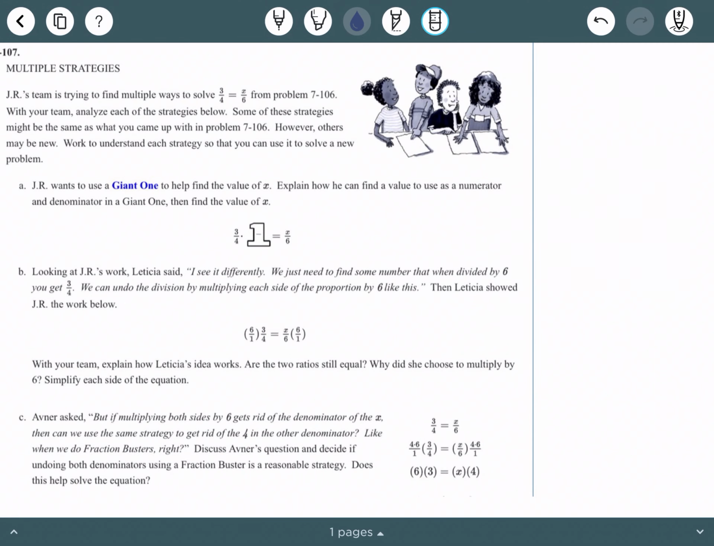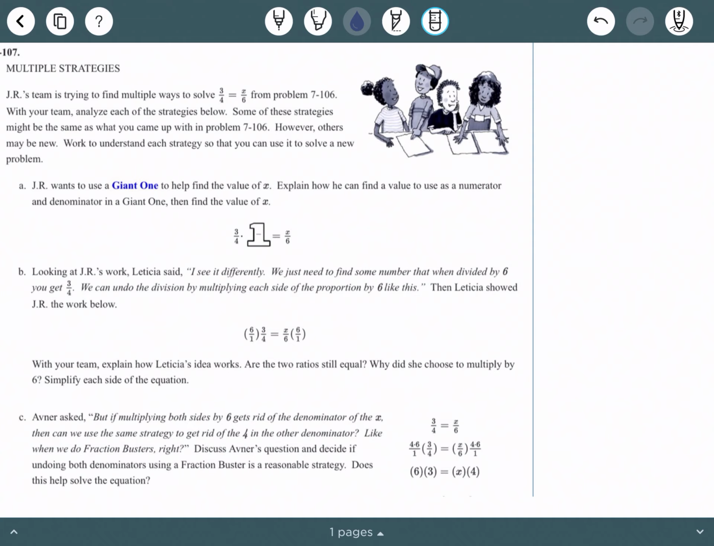Problem 7107, multiple strategies. JR's team is trying to find multiple ways to solve 3/4 equals x over 6 from problem 7106. With your team, analyze each of the strategies below. Some of the strategies might be the same as what you came up with in problem 7106. However, others may be new. Work to understand each strategy so that you can use it to solve a new problem.